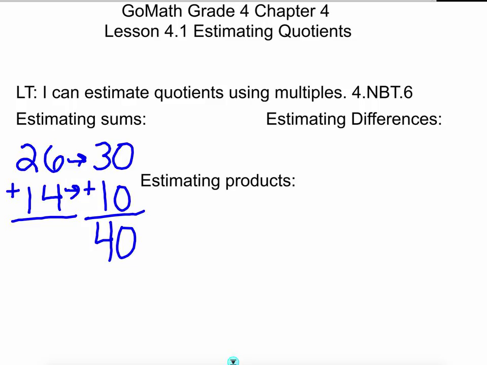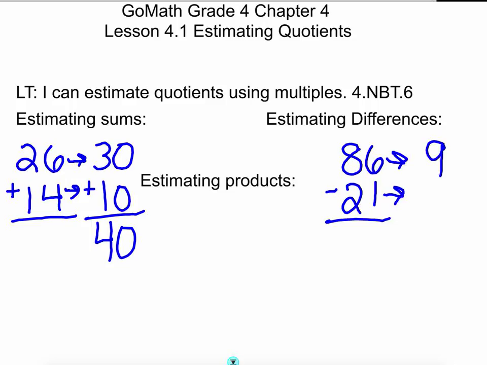Same thing with estimating differences. If we were doing 86 and I am subtracting 21, if I want to estimate the difference, it's really 90 take away 20, which is about 70. All right, so estimating doesn't give you exact answers. It gives you a reasonable estimate.